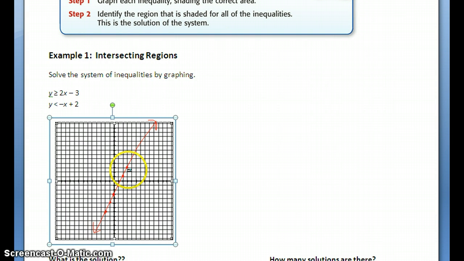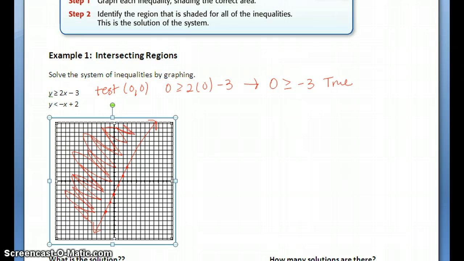And so that graphs the first one. Then I'm going to test the point (0, 0) to see where I shade. So I'll put in a 0 for y, and a 0 for x, and I'm just going to see what that turns out to be. I get 0 is greater than or equal to negative 3, and that's actually true. So when I shade this one, I'm going to include the point (0, 0). So this one is going to shade all up here.